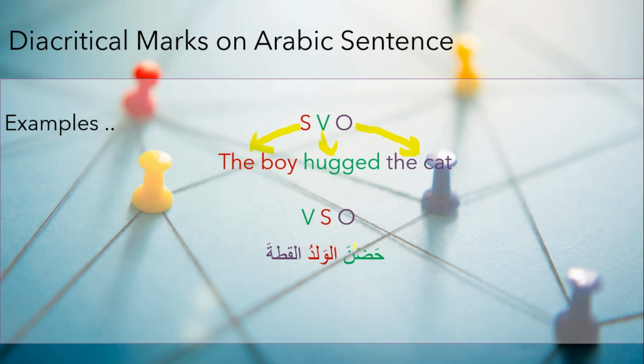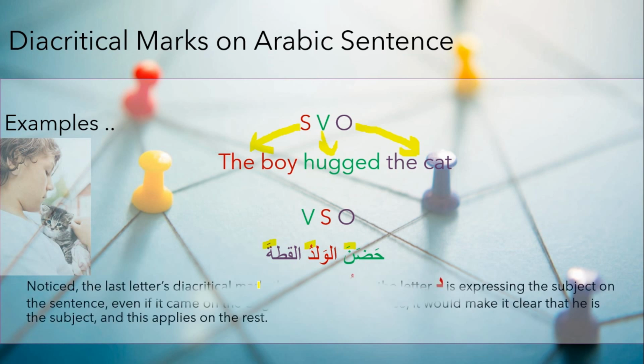It's a simple sentence in the English language. S is the boy, the subject. Hugged is the verb. Object is the cat. In the Arabic language, it will be حضن, which is hugged, الولد القطة. See, I'm using the diacritical marks here.